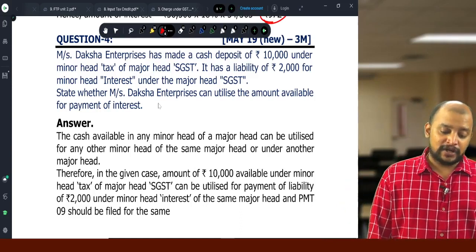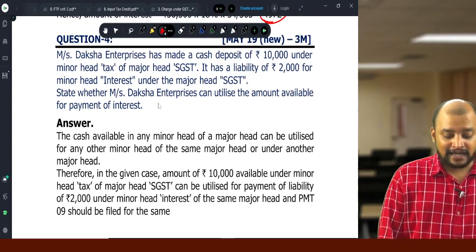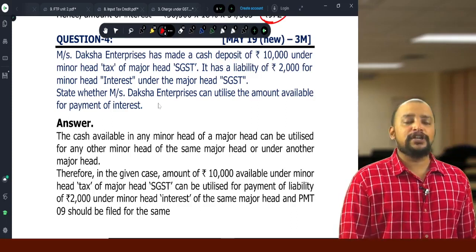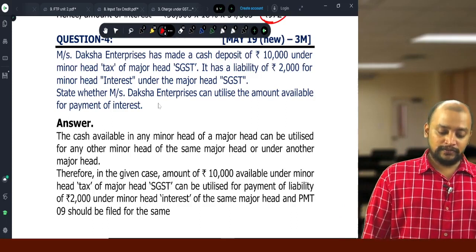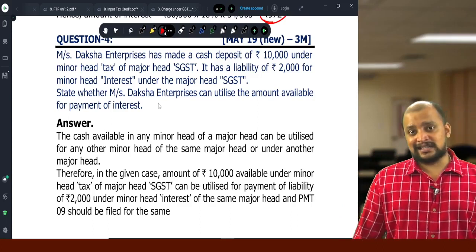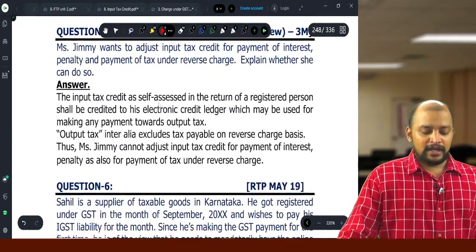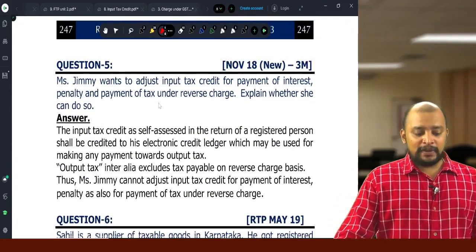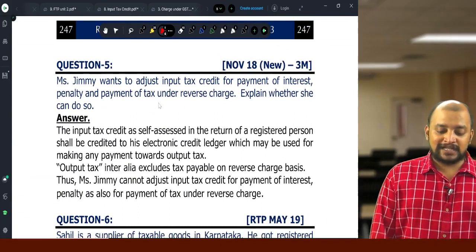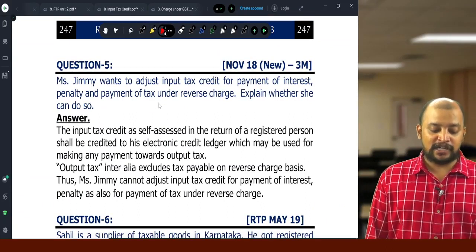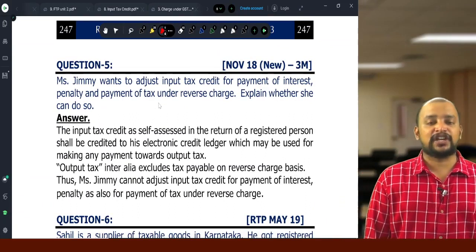Actually, the money, 10,000, is now in tax under major head SGST. We need to file PMT9 to shift it from tax SGST to interest SGST. Then question number 5. Ms. Jimmy wants to adjust input tax credit for payment of interest, penalty and payment of tax under reverse charge. Explain whether she can do so.